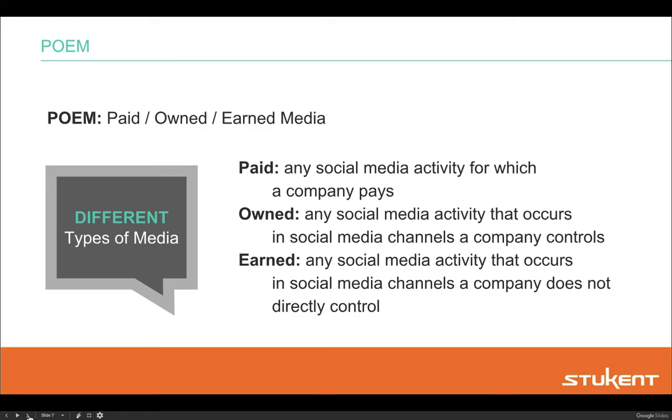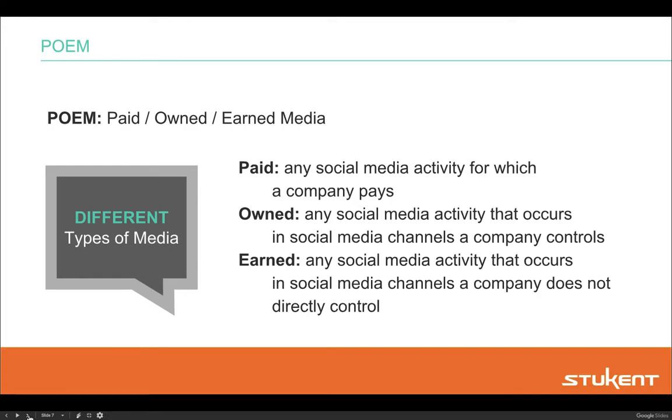And then we have earned. Any social media activity that occurs in social media channels that a company does not directly control. This means mentions. This means other people talking about your brand. Now be careful. There's a blurry line in between paid and earned when it comes to influencer marketing.